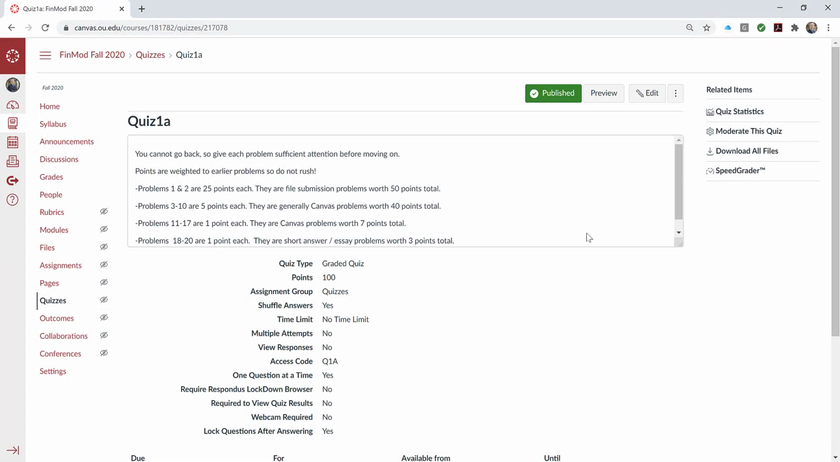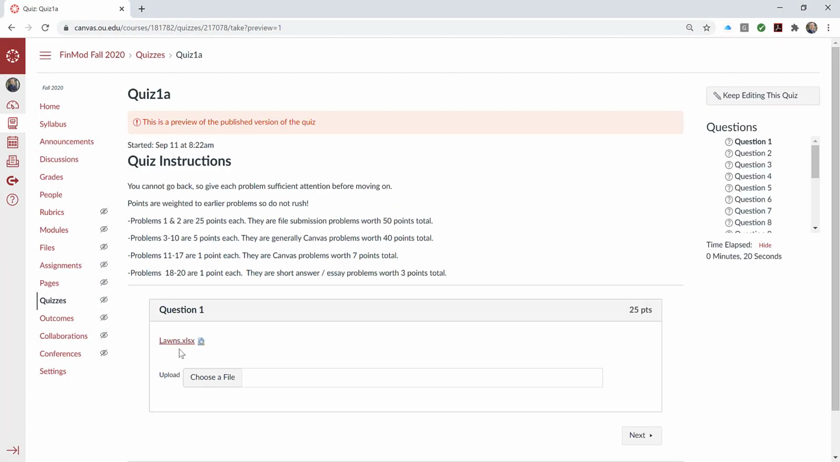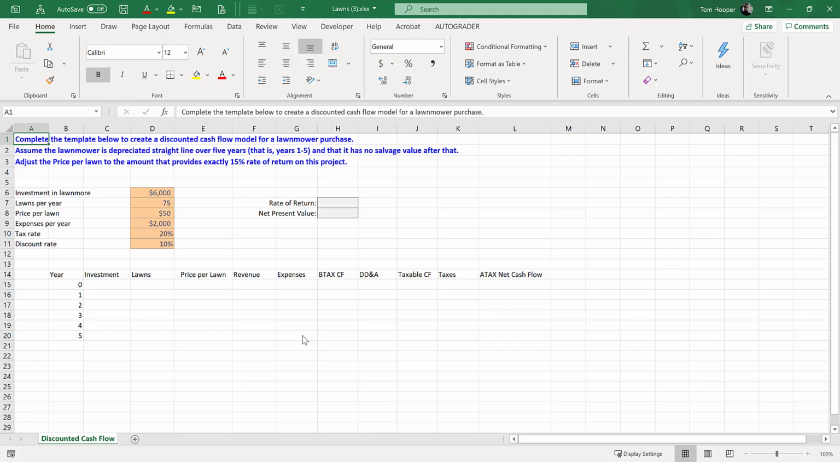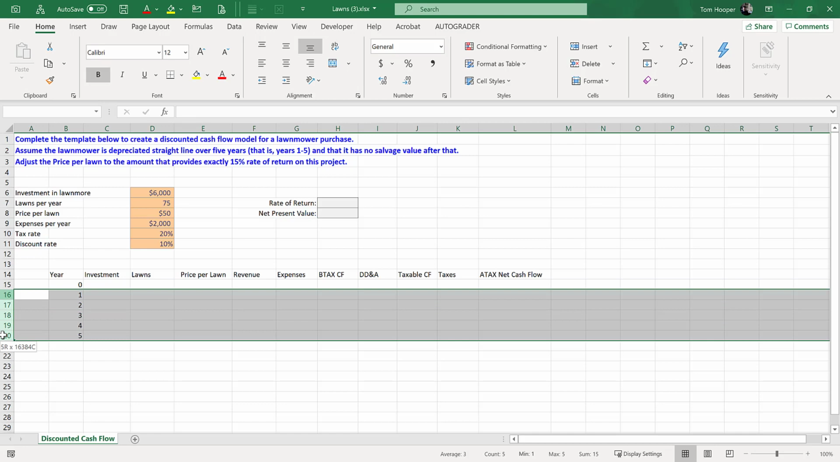Now back to the quiz. Problem 1 for everyone was this lawns problem. I was unable to randomize due to the Canvas bust, so we all start with this one. And this was straight out of a video. The only thing that's different between this and the discounted cash flows video is we have 5 periods over which we are going to depreciate the investment instead of 3.